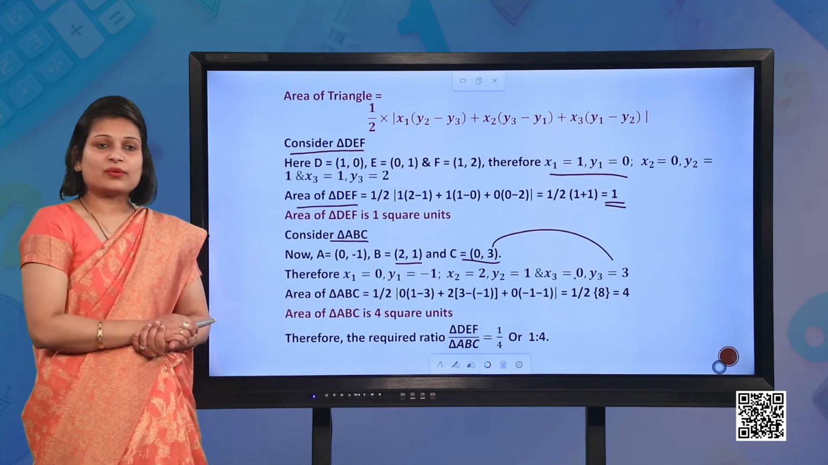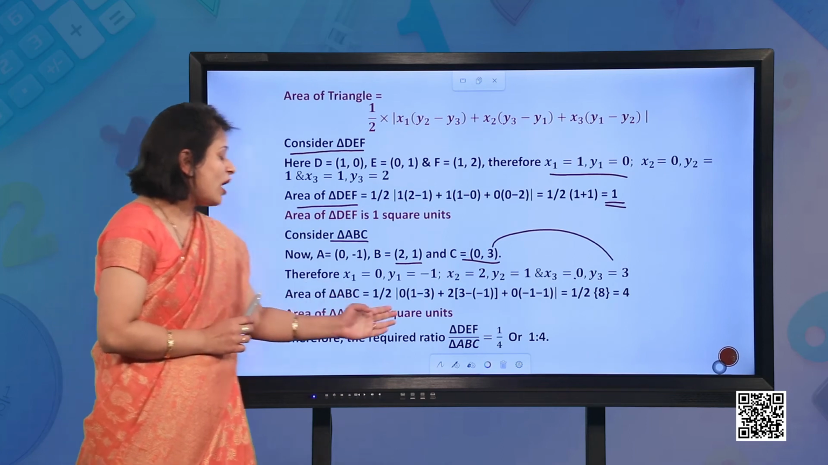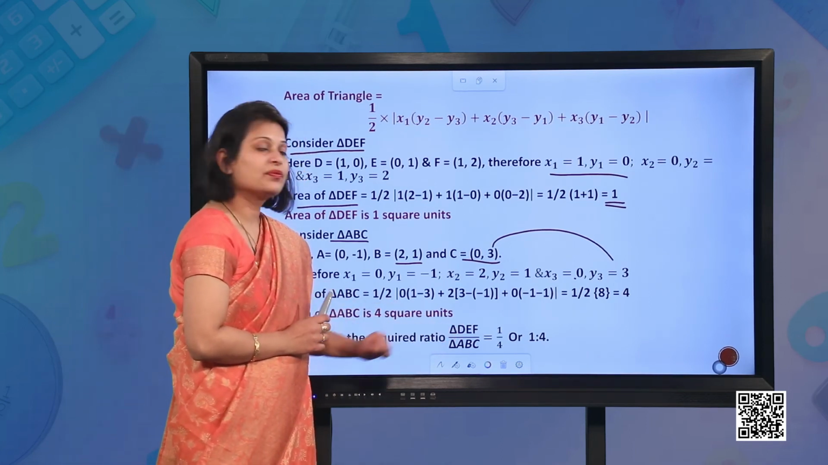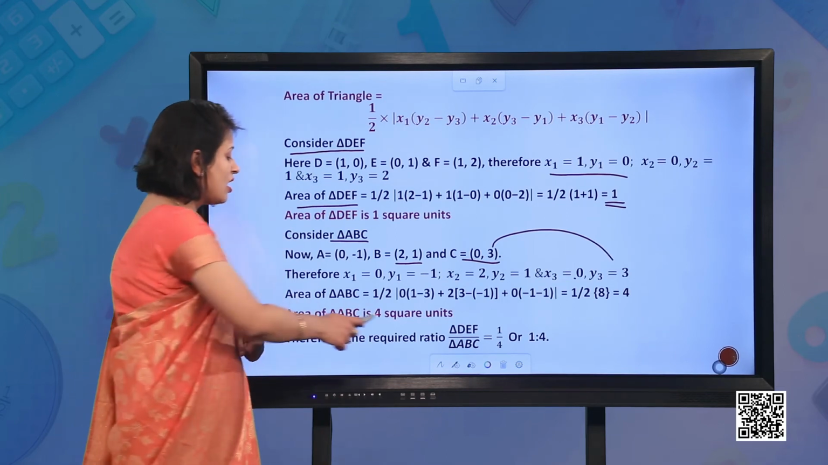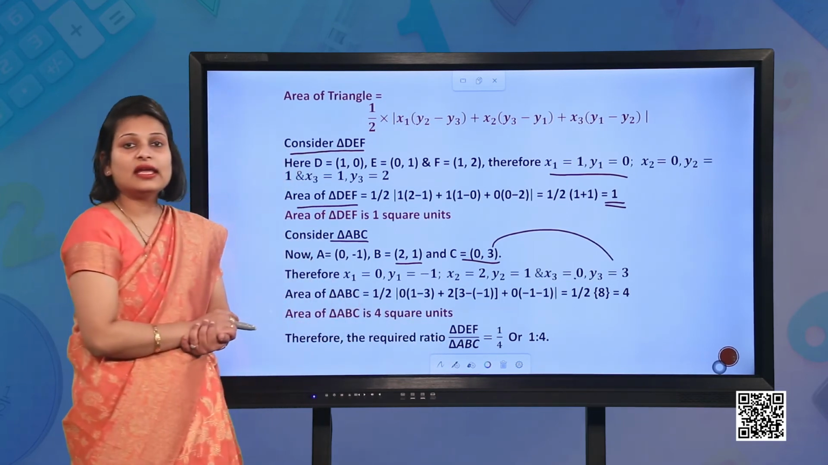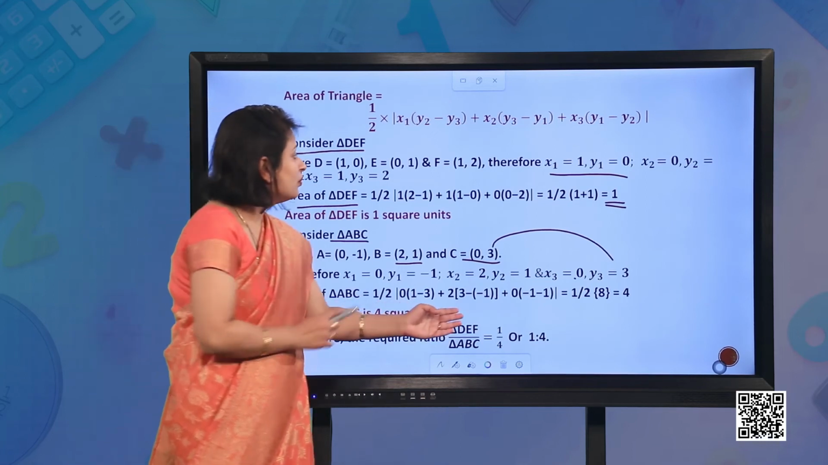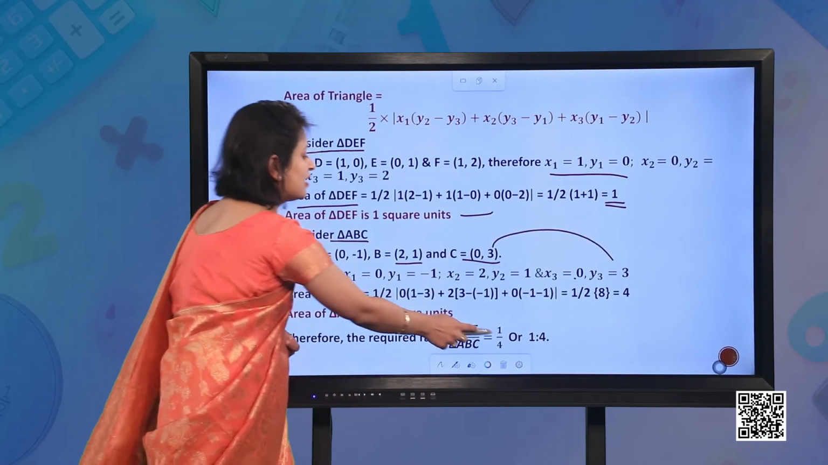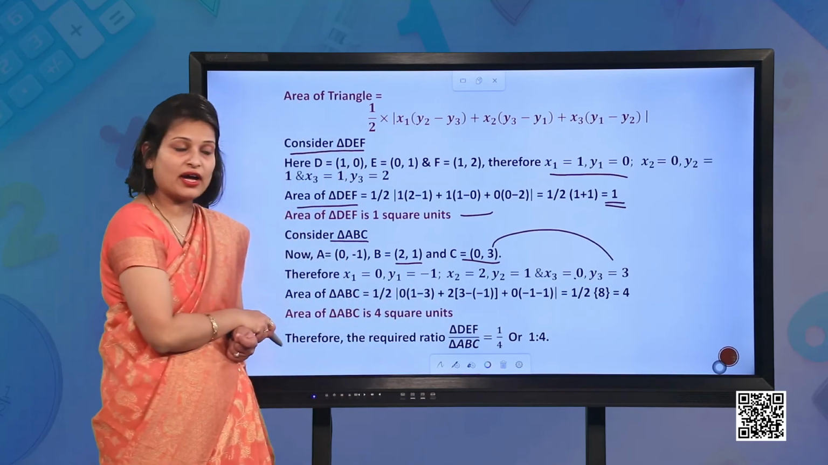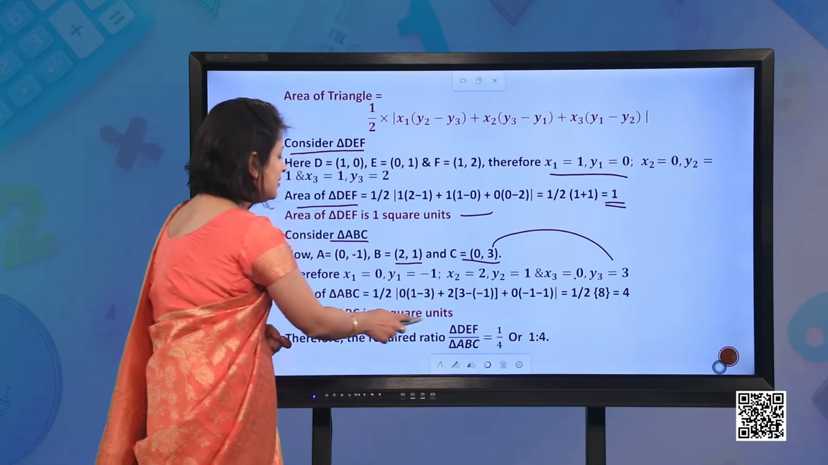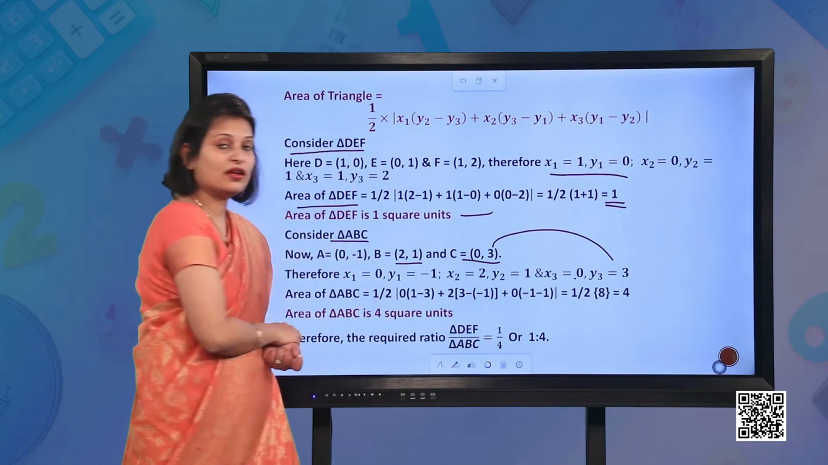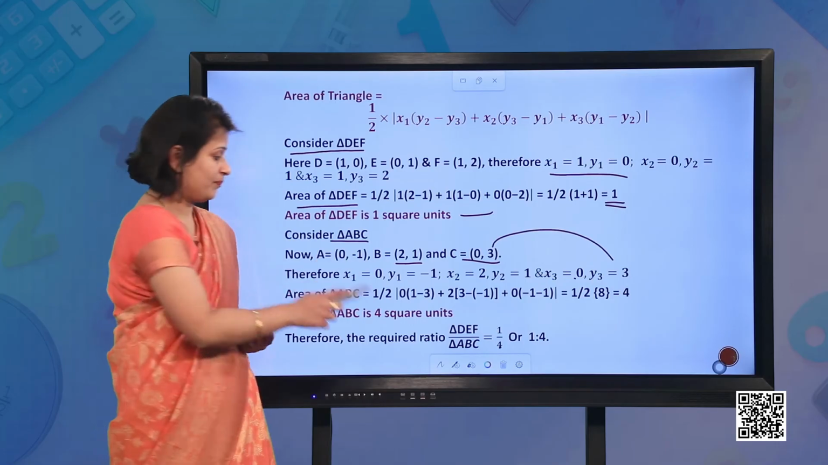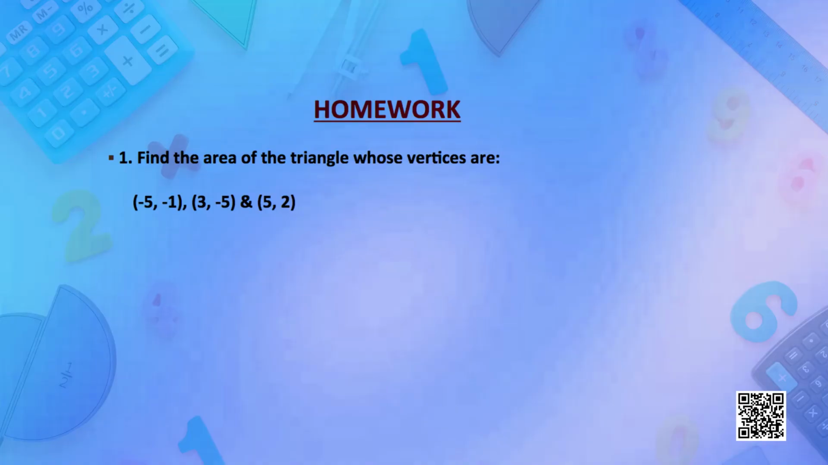Now you need to calculate the ratio. So how will you calculate the required ratio? Area of triangle DEF upon area of triangle ABC. You have got area of triangle DEF as 1 square unit. So simply substitute here 1, and area of triangle ABC as 4 square units. So write here 4. So the ratio will become 1:4.